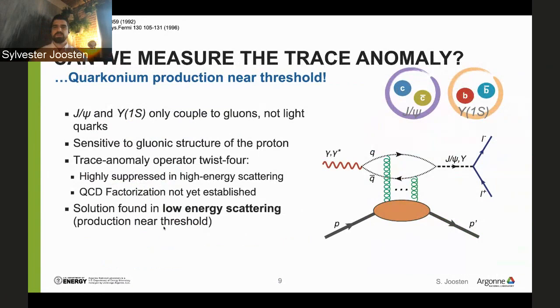Well, if we make a couple of observations, we can get an idea of how to get sensitivity to this. J/psi and also epsilons only really couple to gluons, not to light quarks, so they are supremely sensitive to the gluonic structure of the proton. The trace anomaly operator is very hard to measure because it's a twist-four operator, meaning it's extremely highly suppressed in high energy scattering. There's also still a lot of theoretical work that needs to be done to really separate this, although a lot of progress has been made in the last years on this front. But the solution can be found in low energy scattering, where the contribution from this operator becomes larger. That translates into J/psi production in the threshold region, where we get sensitivity.